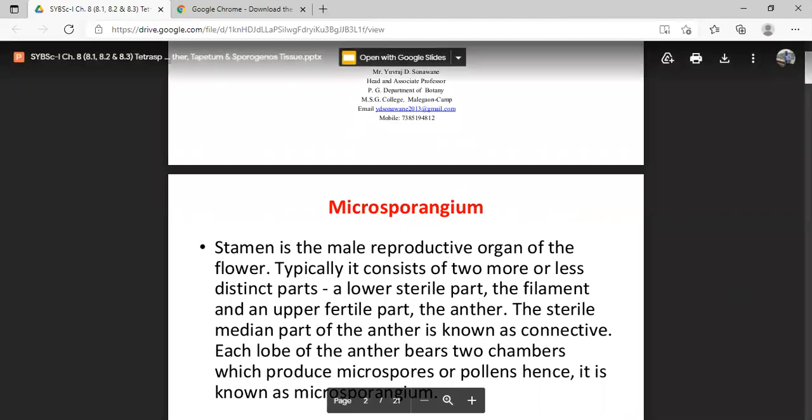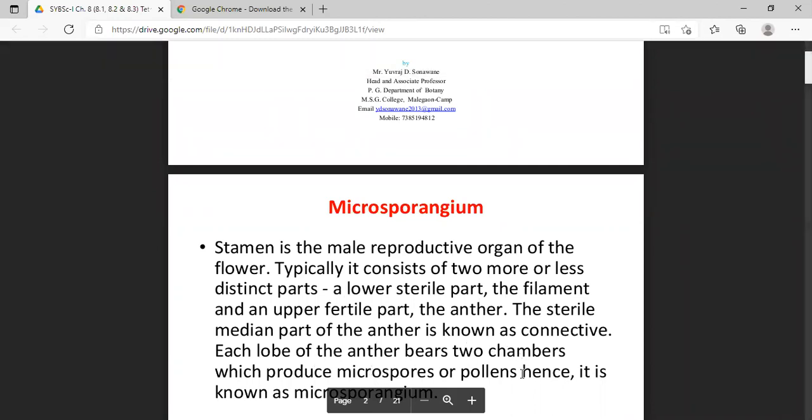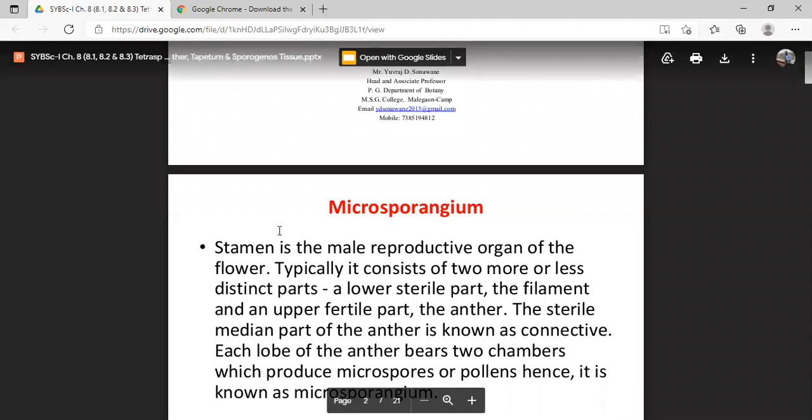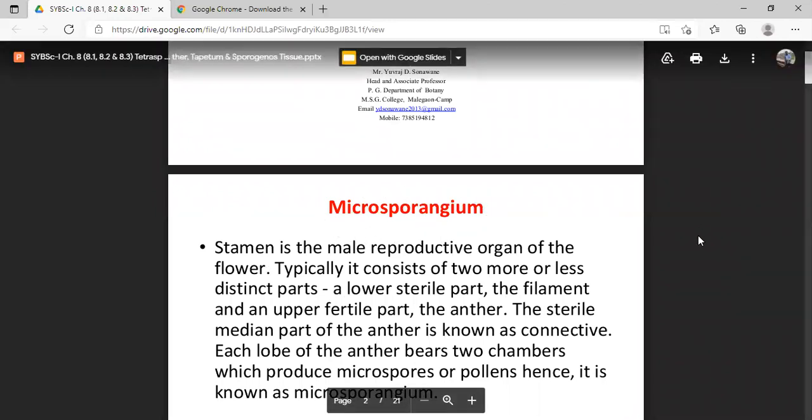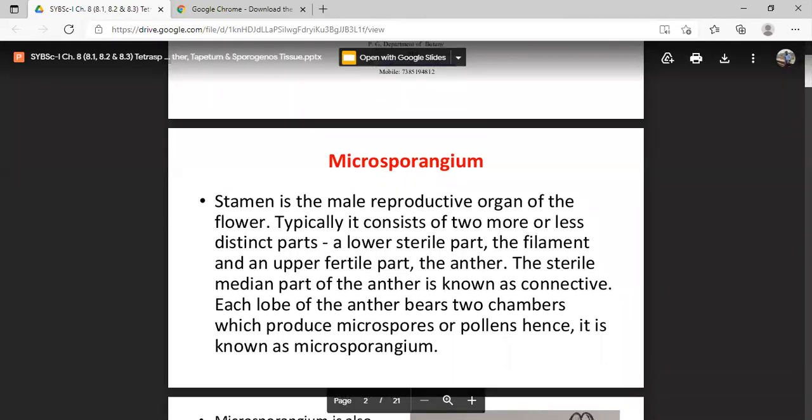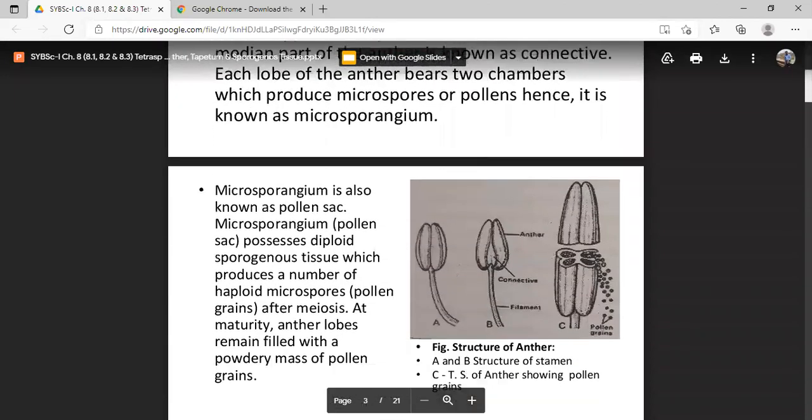This chamber consists of spores that we call microspores, or pollen. That portion we call the microsporangium. We have already seen what this is: a sac containing the microspores.